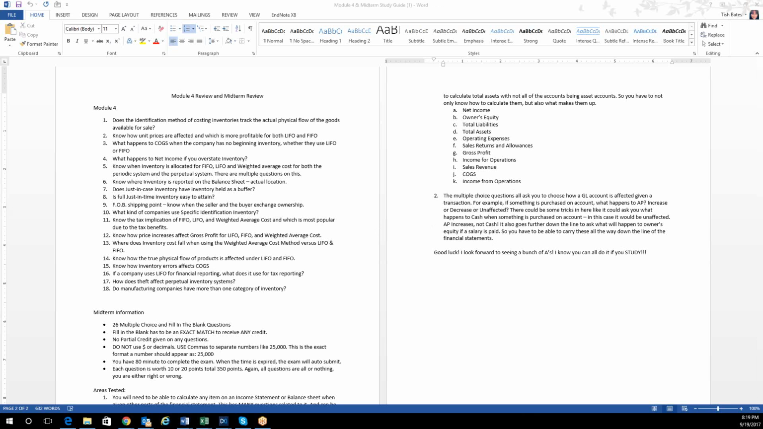The rest of them are literally calculating problems. If you understand how to calculate all of this up here, you're ready to go. You can hop in and take that.